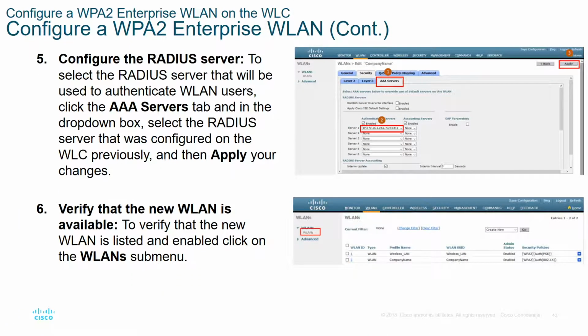Configure the radius server. To select the radius server that will be used to authenticate WLAN users, click the AAA Servers tab, and in the drop-down box, select the radius server that was configured on the wireless LAN controller previously, and then apply your changes. Verify that the new WLAN is available. To verify that the new WLAN is listed and enabled, click on the WLAN submenu.